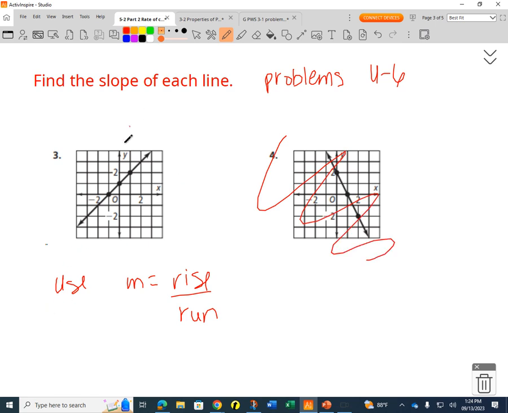Let me ask you this. Looking at this line, it goes up from left to right. Does it have a positive slope, a negative slope, a zero slope, or an undefined slope if it goes up from left to right? Up from left to right is positive. Down from left to right is negative. You're right, Shmari. A flat line, zero slope. A vertical, straight up and down line, undefined slope, remember.